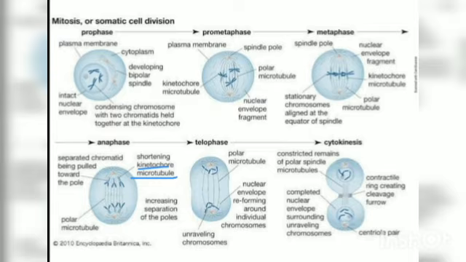Then in telophase, what happens? The cell reaches the terminal end of the cell, that means the polar part of the cell. At that time, what happens? Microtubules completely shorten, and the nuclear envelope starts to reform around the individual chromosome groups. You can see two groups have already been formed, and the nuclear envelope starts to reform around them. Okay, that's all about telophase.